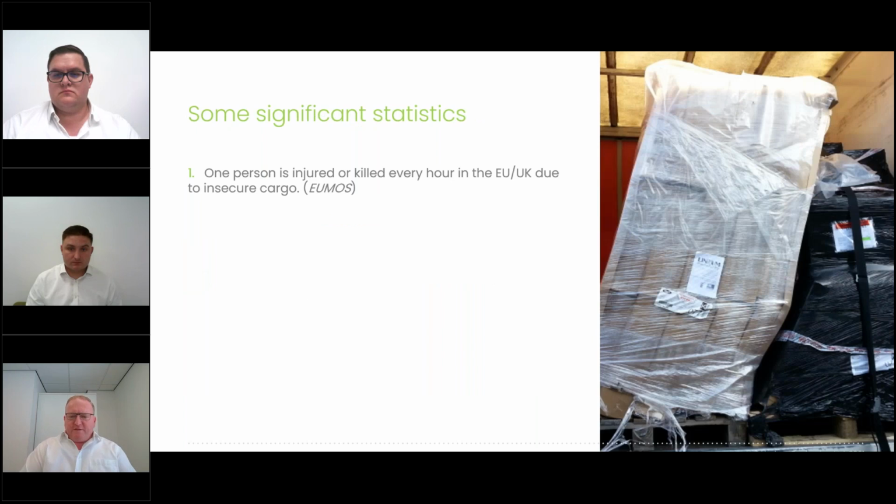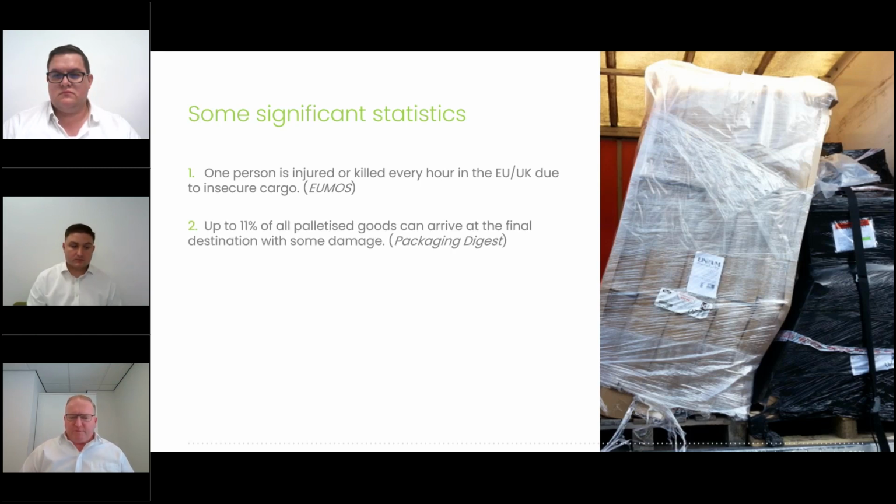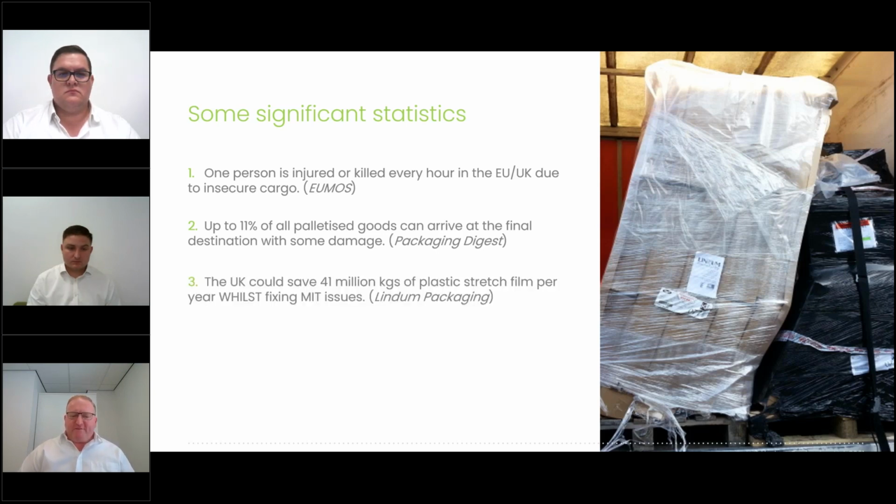We've had a look at some of the other statistics around transporting goods by pallet, and some of them are quite frightening, in fact. One person injured or killed every hour in the EU and UK due to insecure cargo. That's a statistic which UMOS publishes on their website. And up to 11% of all palletized goods can arrive at final destination with some damage. The third fact, a very interesting one, is that the UK could save 41 million kilograms of plastic stretch film each year whilst fixing MIT issues.